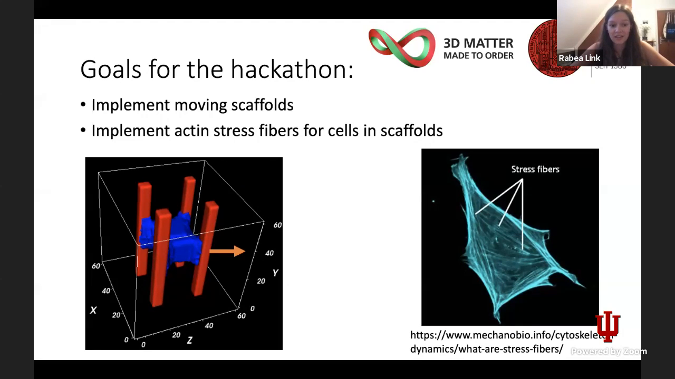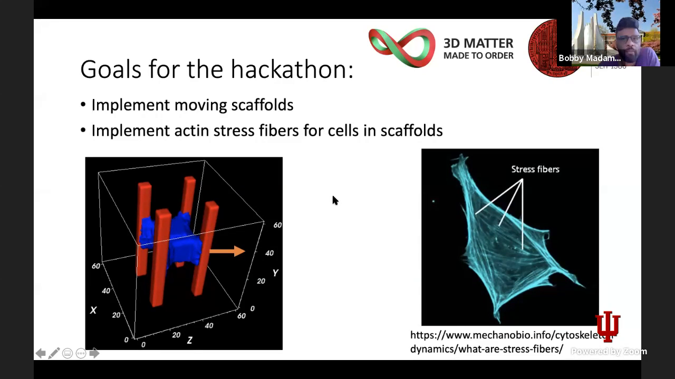And then another idea that would be great, but I don't know how much time we have, would be to implement stress fibers in the cell for more accurate modeling. So those are my ideas.